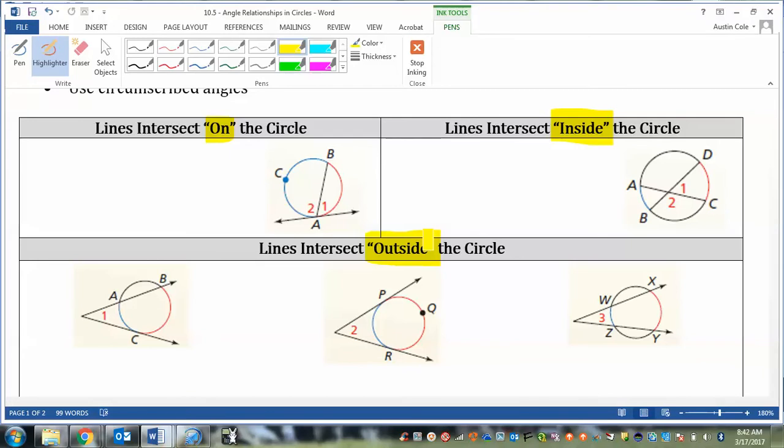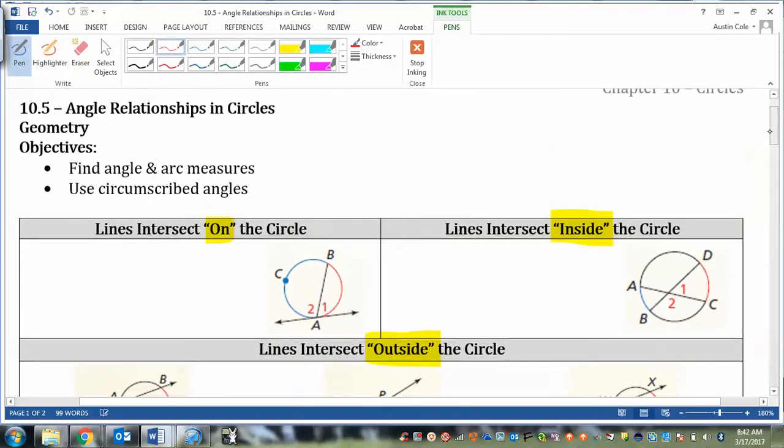Because if lines are intersecting on the circle, isn't that kind of like what we learned about last class with inscribed angles? If I were to draw a circle here and I draw an inscribed angle, would you agree with me that this angle right here is inscribed? Would you agree there? So we know that if an angle is inscribed, the measure of this angle is going to be half of the intercepted arc. Okay, that's the same thing here.